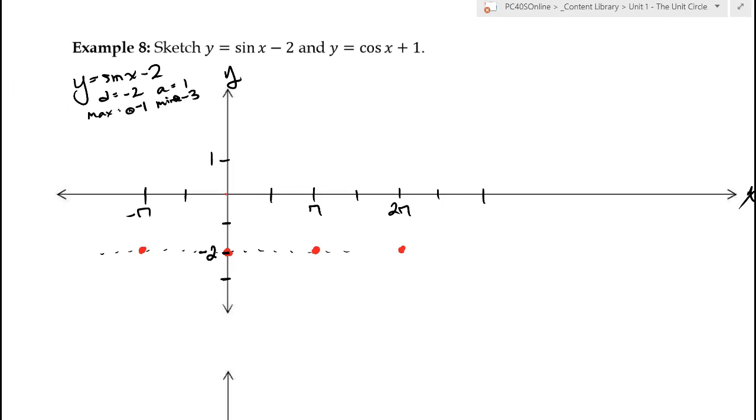Once I've got those, then I can go for my maximum and minimum. Sine always goes up first. But I'm not going all the way up to 1. I'm only going up to -1. Only 1 above my midline, because that's the amplitude. And for my minimum, I'm only going to go 1 below my midline. So there.